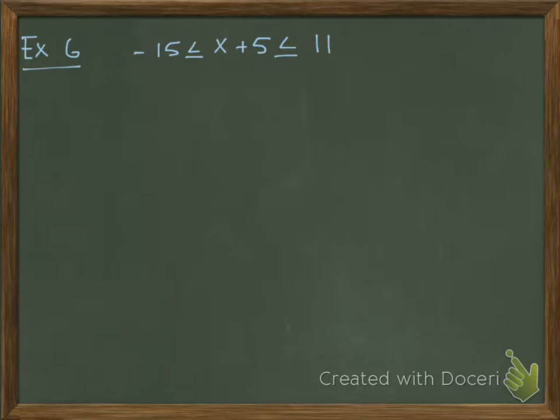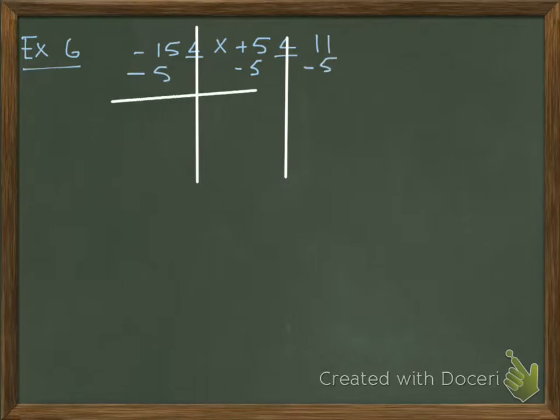Okay, example number 6. And again, a lot of examples, so to make sure you fully understand this. Here again, we have a compound and inequality because it's in between. Let's go ahead and draw your rivers. And let's solve this. Okay, you got to get x by itself, so I'm going to subtract 5 from all sides. It's going to leave me with negative 20 is less than or equal to x, which is less than or equal to 6. Went ahead and solved that, so we're good.